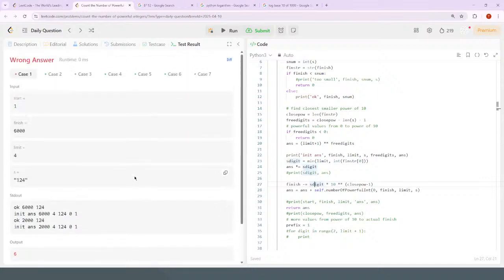So here your limit's 4. So it's going from 0 to 6,000. Oh, okay, I think I see. It's actually subtracting 4,000, but it should be subtracting that whole first digit. Yeah, it should be subtracting the first digit. It should be just removing it.